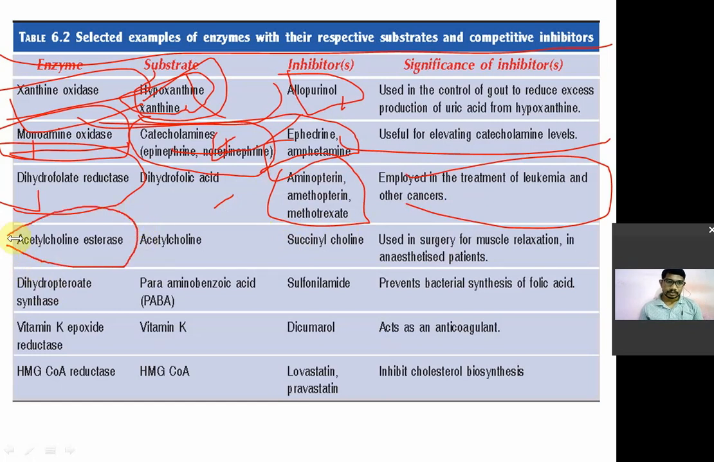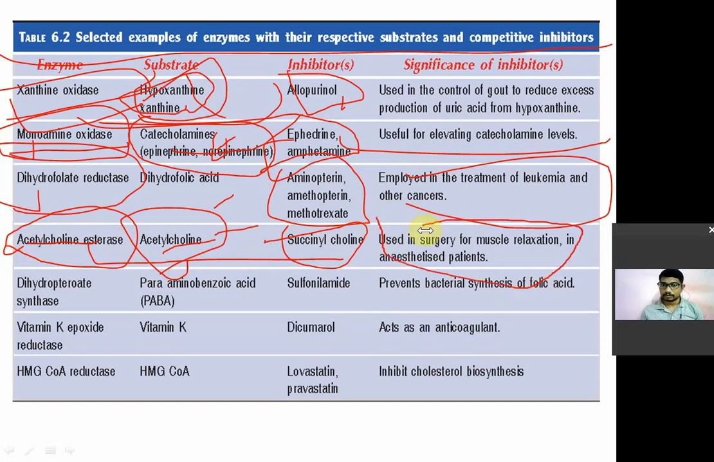And acetylcholinesterase is the enzyme responsible for the metabolism of acetylcholine. Okay, substrate कौन है उसका? acetylcholine है. It will hydrolyze the acetylcholine and convert it into choline and acetic acid. सो सक्सिल कोलिन इज द एंजाइम इनिबिटर, तो ये इसको इनिबिट करेगा किसको, सो एसिटिल कोलिन एस्टरेज एंजाइम इनिबिटर हो जाएगा, तो एसिटिल कोलिन का लेवल बॉडी में बढ़ जाएगा, which is desired in case of Alzheimer disease and also used in the surgery for muscle relaxation in anesthetized patient.